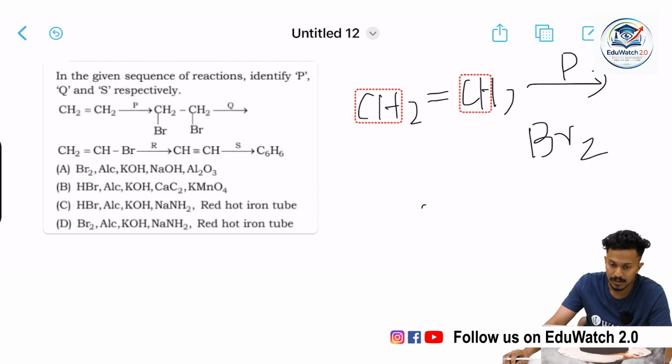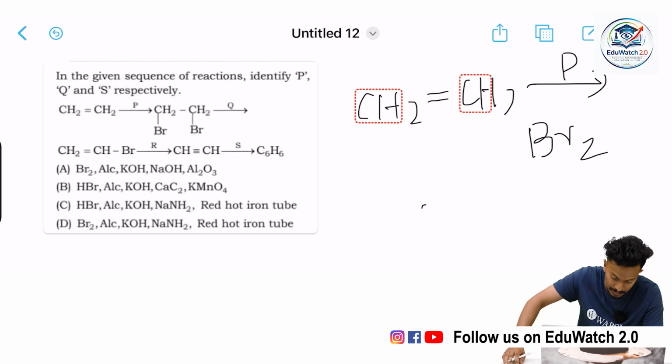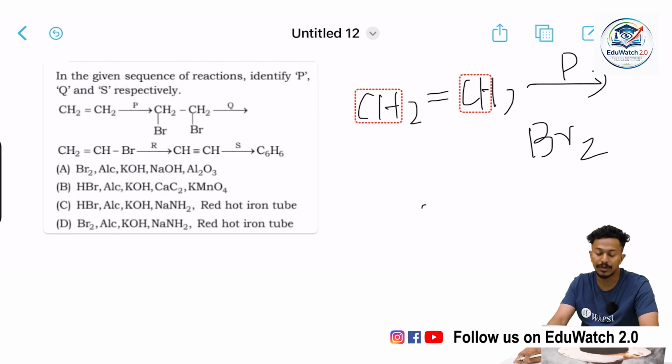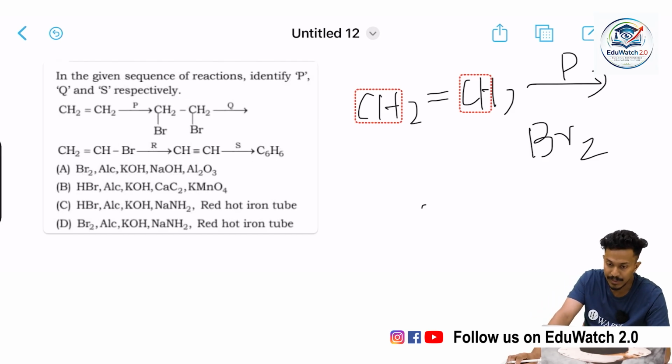This is then treated with Q to form a CH2 double bond. That is an elimination reaction, so we might use alcoholic KOH. We use alcoholic KOH to convert that to CH2=CHBr, with removal of HBr. So we could use alcoholic KOH.